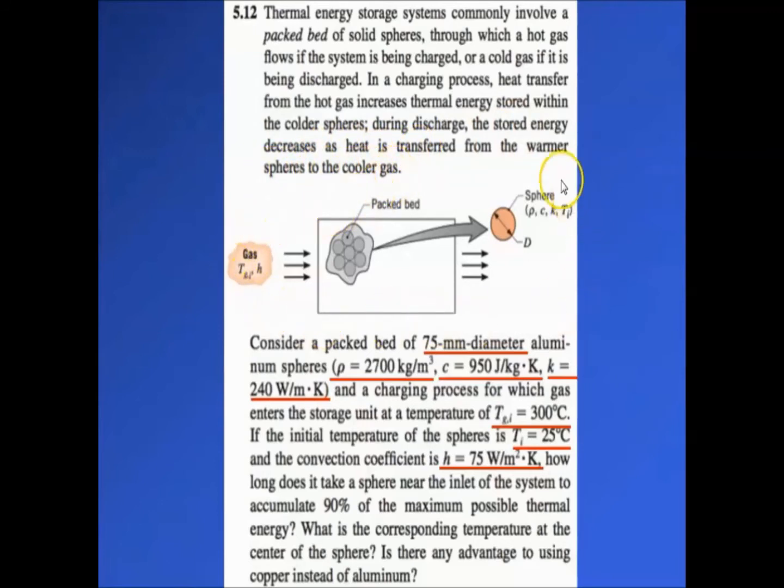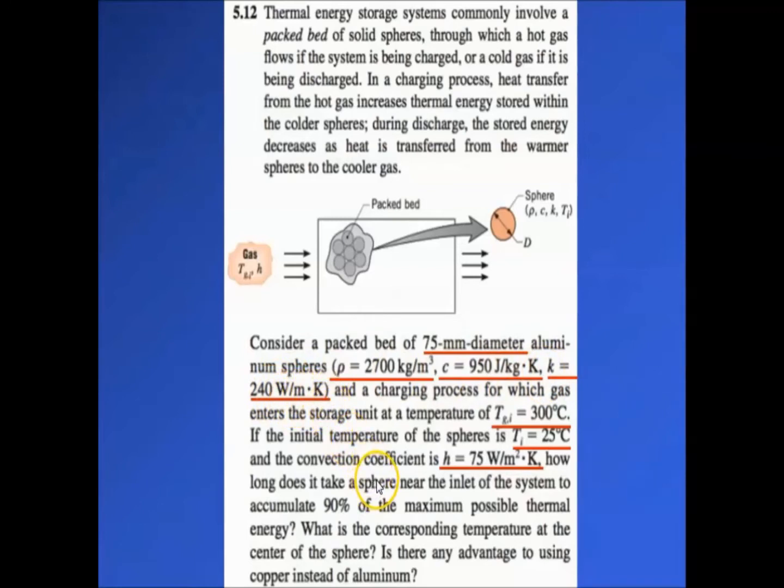So down below now, we have our given initial diagram. We can see our packed bed over here. We have our sphere over here. Known variables over here: we have our diameter D. We have the gas and the outside temperatures associated with that. Now what we want to consider is a packed bed of 75 millimeter diameter aluminum spheres, given the following properties. Rho is equal to 2,700 kilograms per meter cubed. Our c is equal to 950 joules per kilogram times Kelvin. Our k is equal to 240 watts per meter times Kelvin.